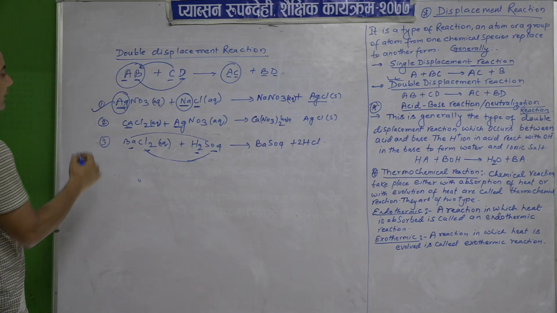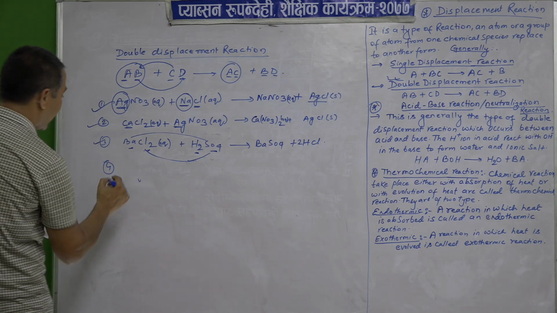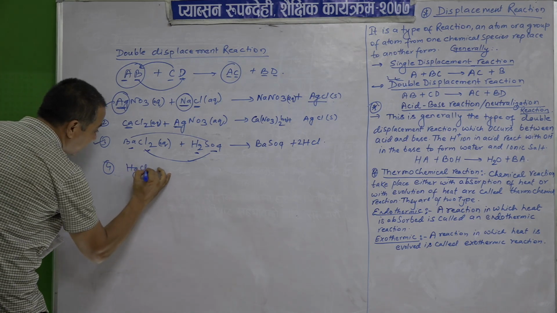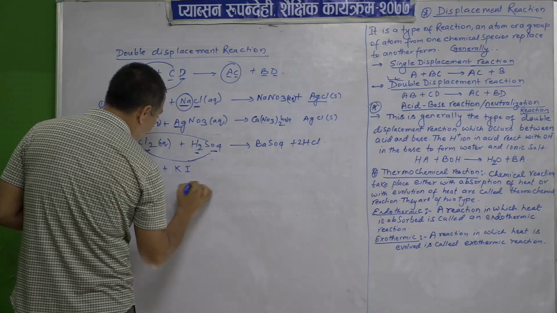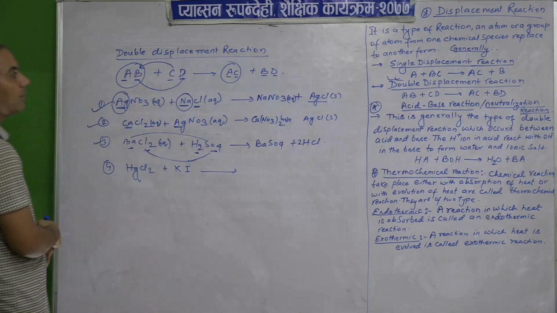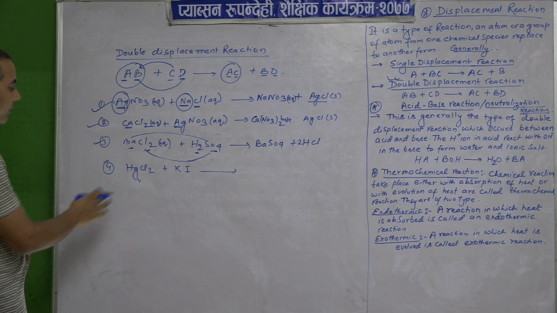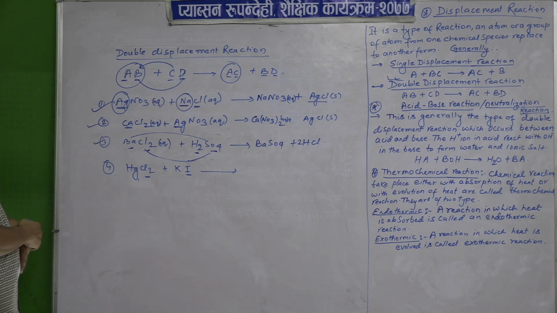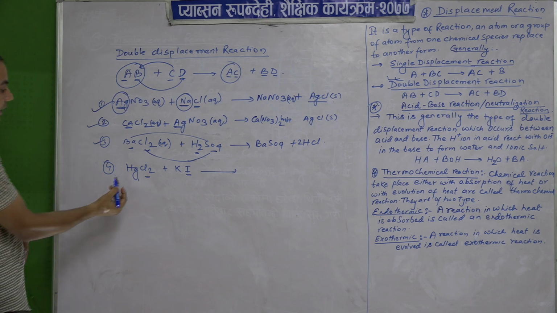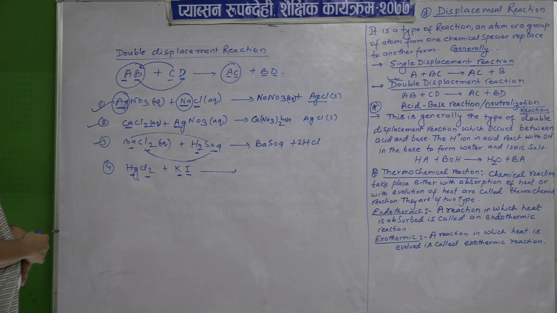Let us take another example. It will be asked in your exam also, therefore you should practice well. AgCl2 plus KI, potassium iodide. So, we have studied about the reactivity series. You see there, which one is more reactive? Chlorine is more reactive or iodine is more reactive? First one. Then the next one: is mercury more reactive or potassium more reactive?